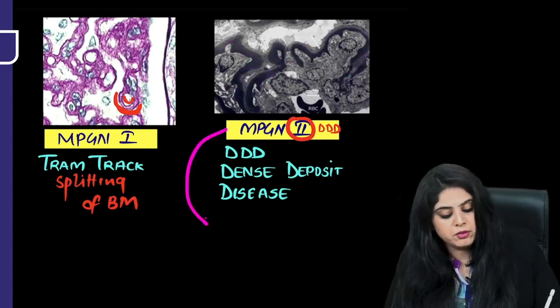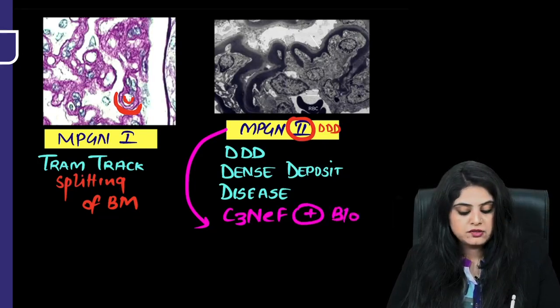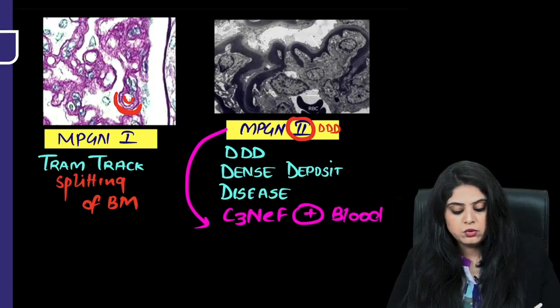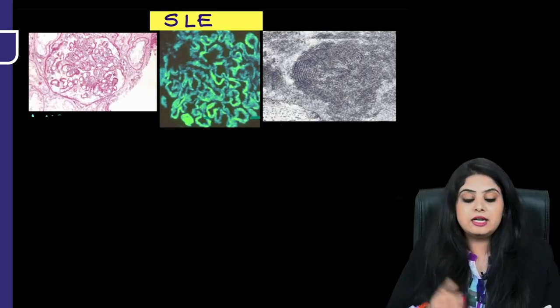I hope you remember from your theory, this is the one that carries C3 nephritic factor, which is present in the blood of these patients. C3 nephritic factor has been found. Okay, done with this, we go on to two very important conditions in the kidney. You know, SLE can involve the kidney and so can diabetes.